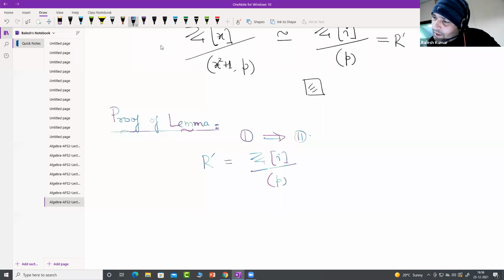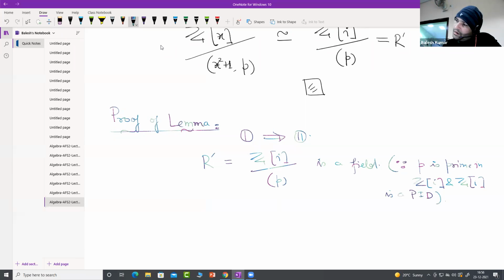Now R', if you try to write it, the quotient Z[i] by the ideal generated by P, this is a field. This is a field just because one can write that P is prime in Z[i], and we know that Z[i] is a PID. So every prime element will be irreducible, and prime and irreducible elements are the same, and we have proven that in a PID maximal ideals are precisely generated by the irreducible element. So this will be a maximal ideal.